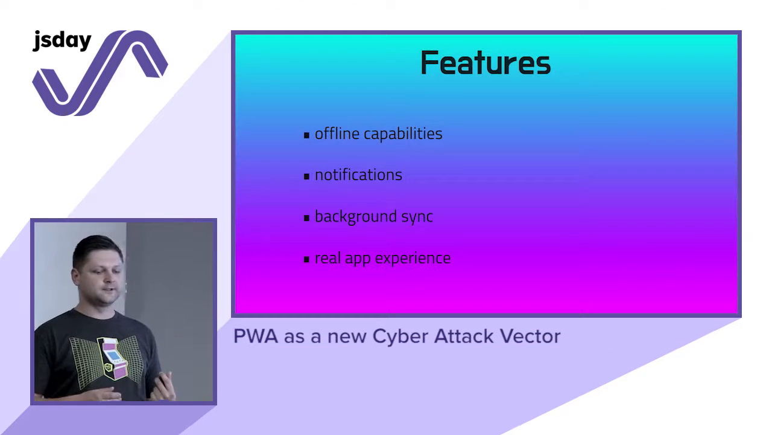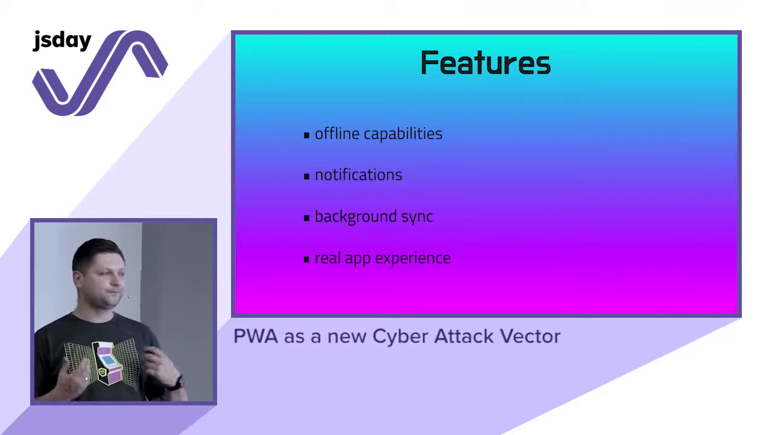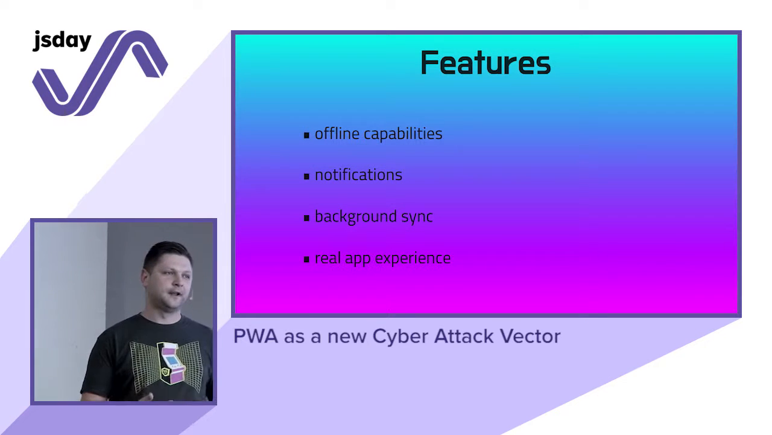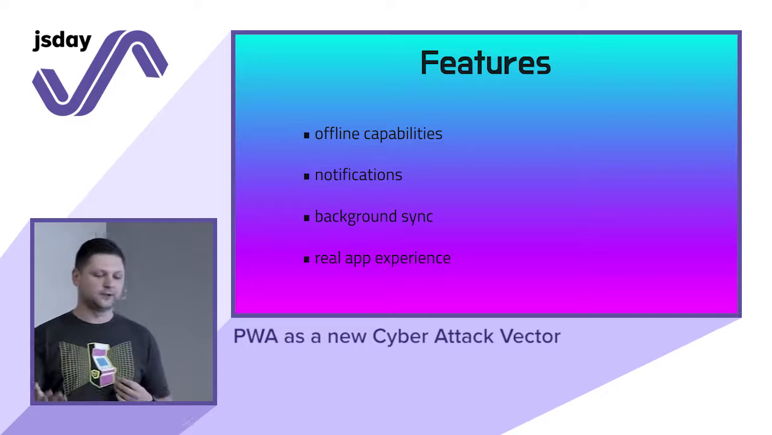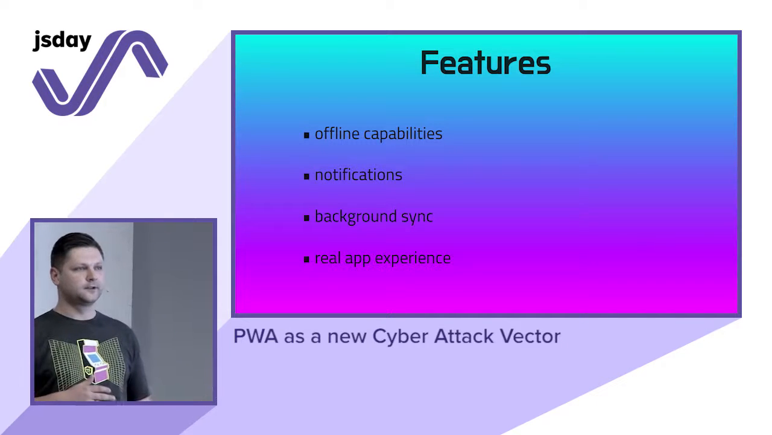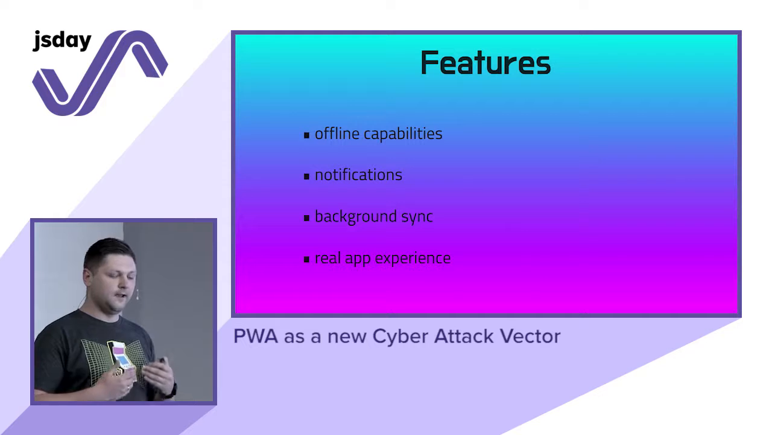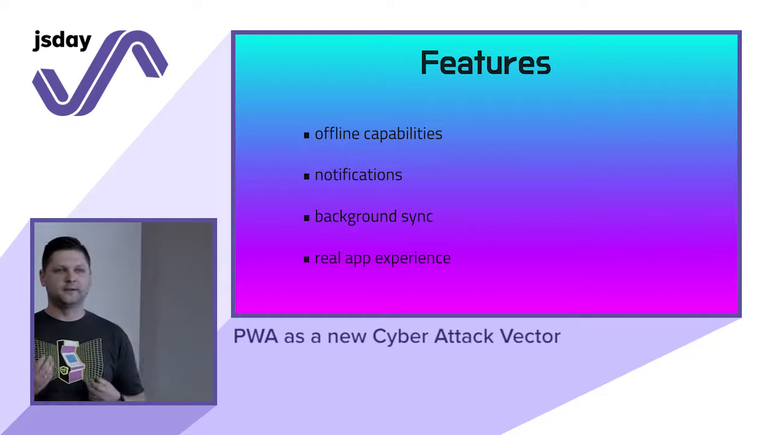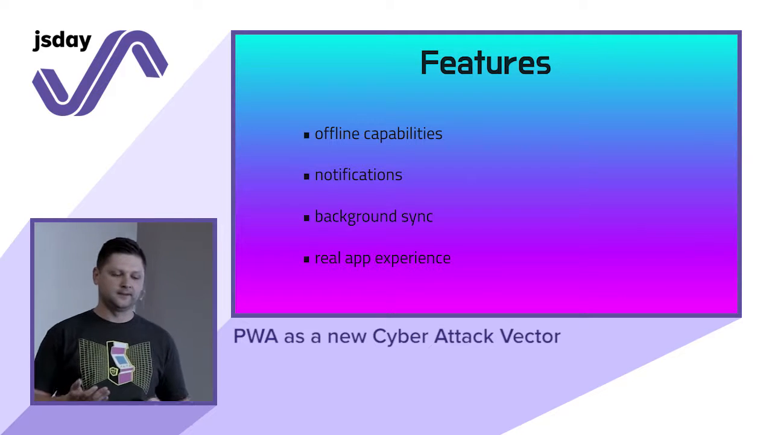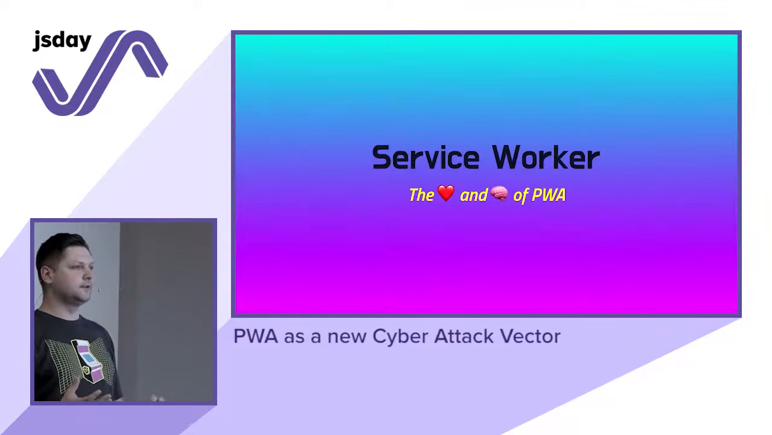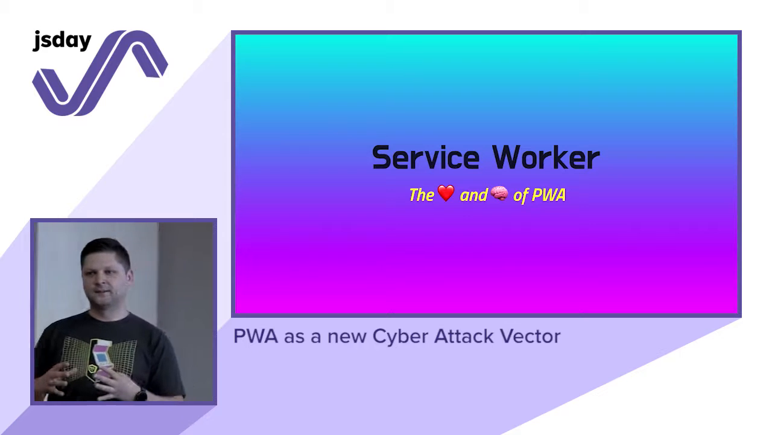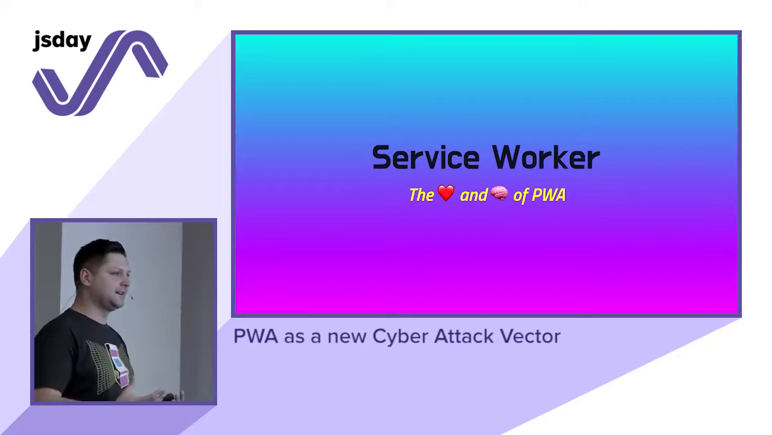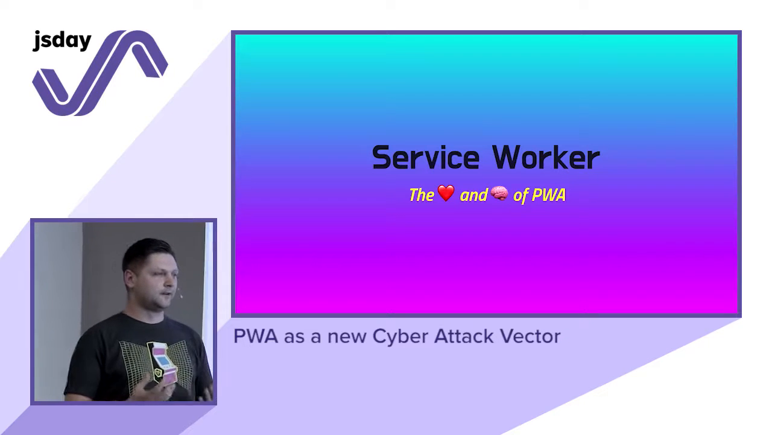So what features can we use to make our web app feel like a native app? First of all, we have offline capabilities. We can send push notifications, provide background synchronization of our content, and use geolocation and other APIs to make our application feel native. And the main core API that stands behind progressive web apps is the service worker. It's actually the heart and the brain of our progressive web app.